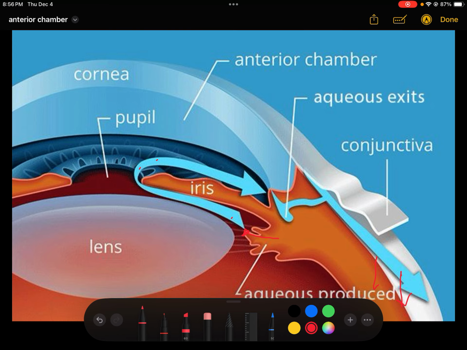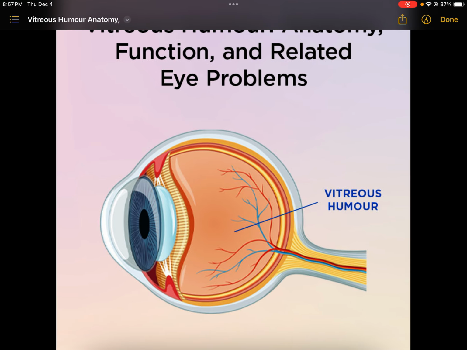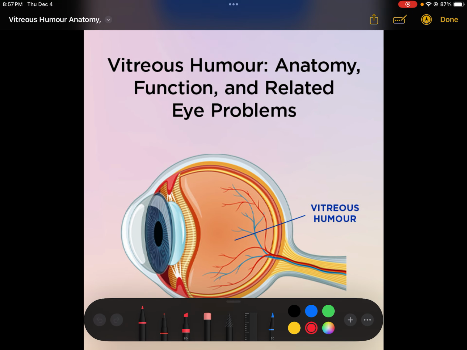For drugs that reduce aqueous production, there are two types. Number 1, beta blockers such as timolol and betaxolol. Number 2, carbonic anhydrase inhibitors such as acetazolamide and dorzolamide. Drugs reducing vitreous volume. This is the vitreous humor. Drugs that reduce the vitreous volume: mannitol 20% and oral glycerol.